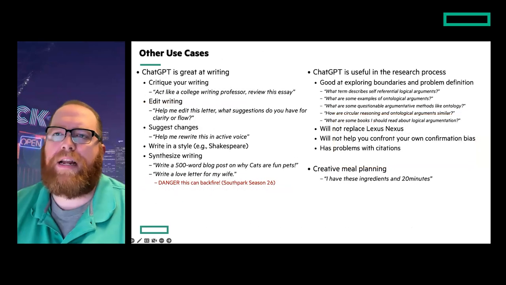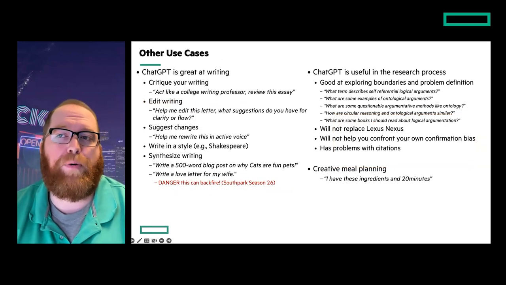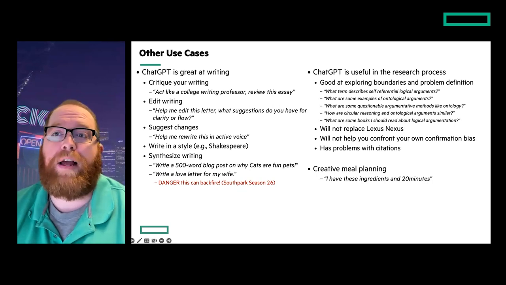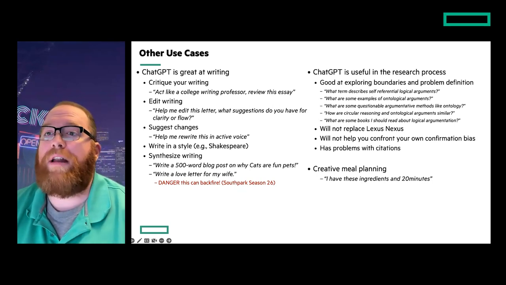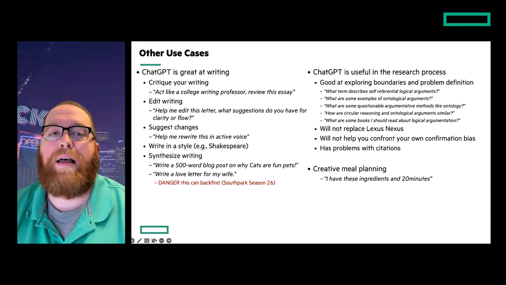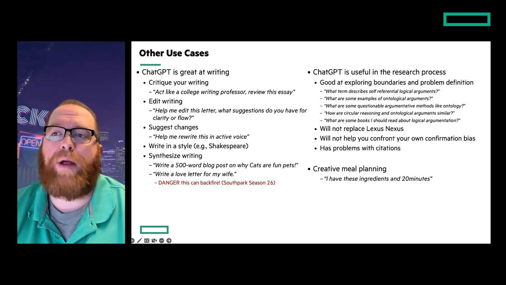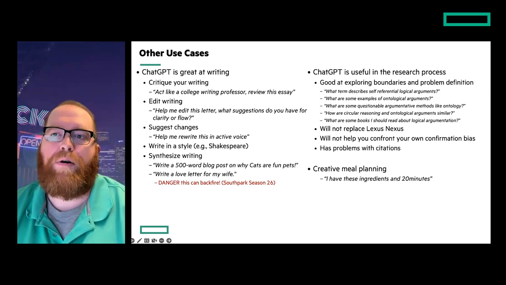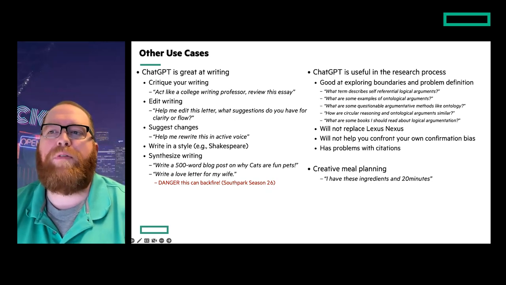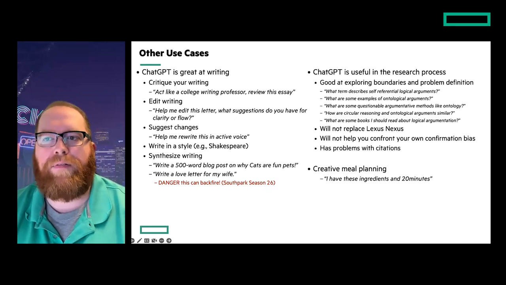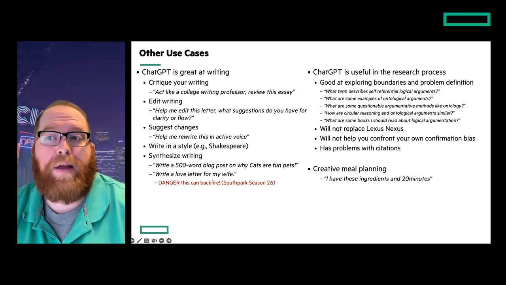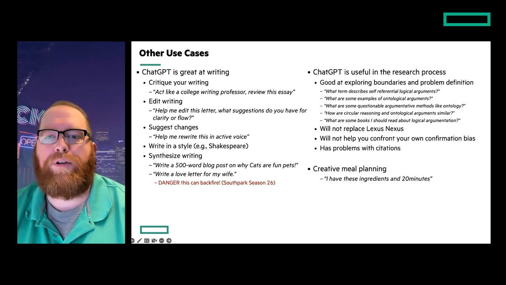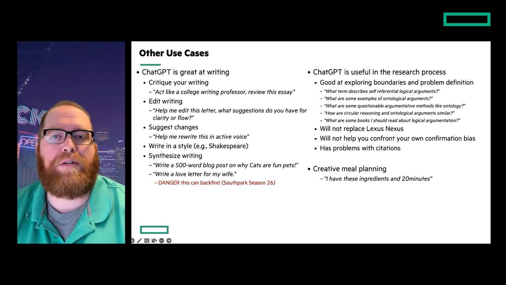Some other use cases that I've explored: ChatGPT is great at writing, and this is probably no surprise. You can have it critique your writing. So here's an example. I said, act like a college writing professor, review this essay. Or here's a letter, help me review it. What suggestions do you have for clarity and flow? Or help me rewrite this in an active voice. So it can do really a lot with writing. And I think that's how I first got exposed to it.